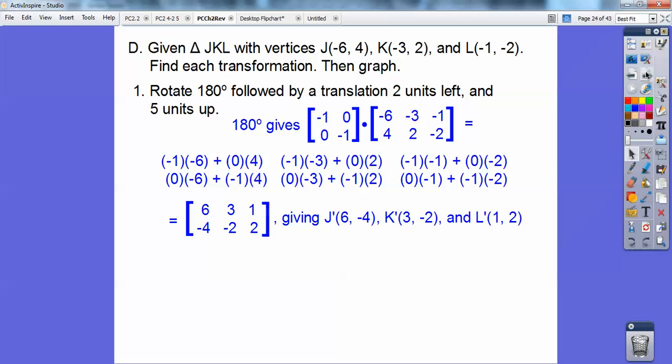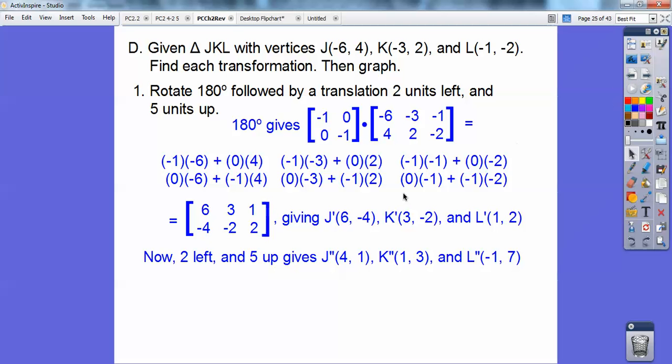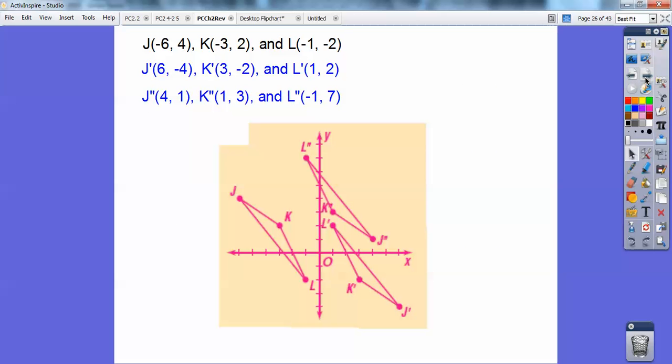Now I'm going to translate 2 units to the left, which just means subtract 2 from all the x's. 6 minus 2 is 4. 3 minus 2 is 1. 1 minus 2 is -1. And then 5 units up means add 5 to all the y's. So add 5 to all the y's. Now we graph all those. There it is right there. And they're all congruent to each other. They're just moved over and rotated 180 degrees.